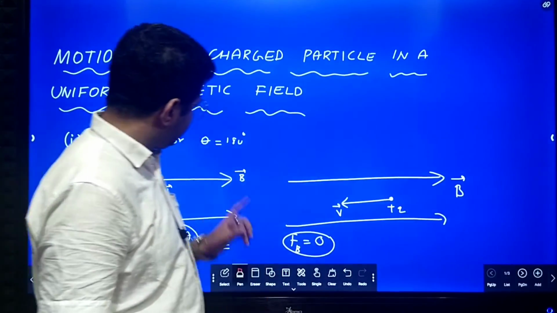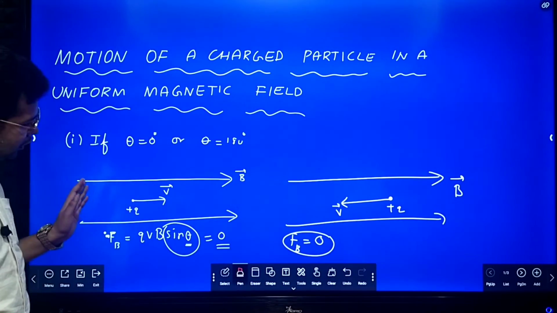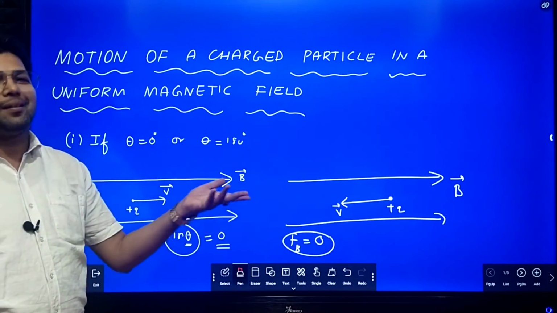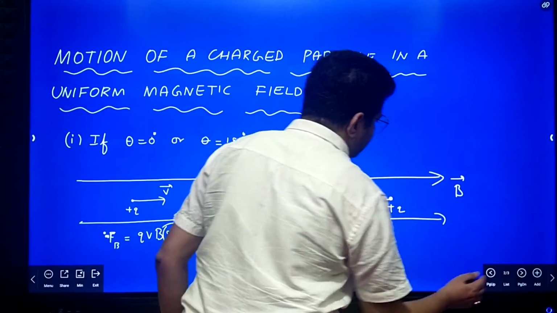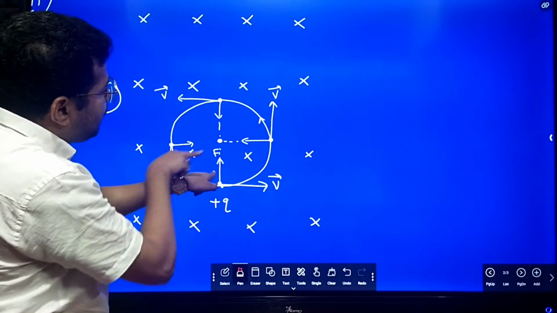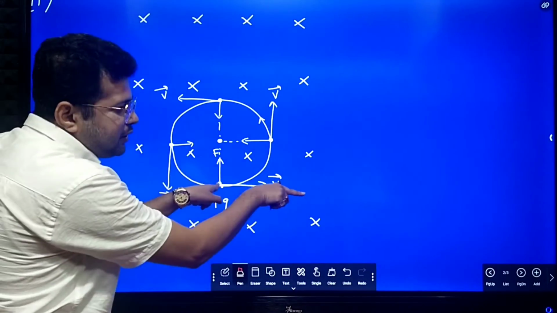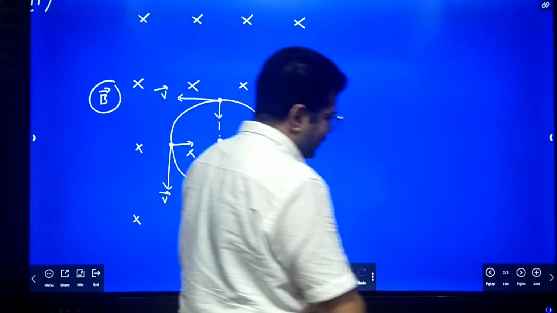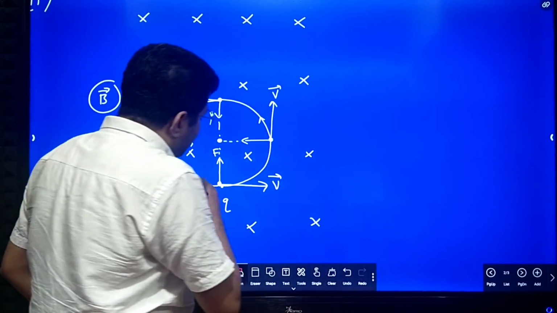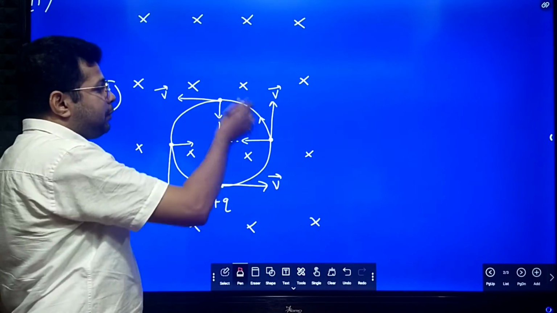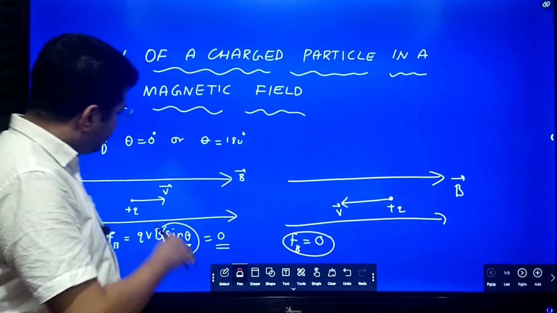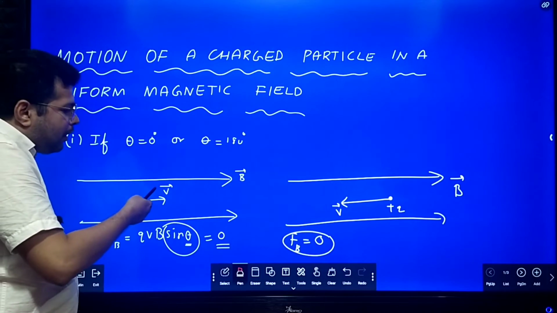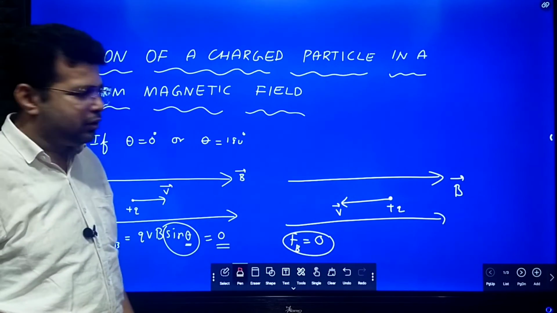Now you look at the first case. If the velocity is going in the direction of magnetic field, it will move along the horizontal. It will move straight. Now if the velocity is perpendicular to the magnetic field, magnetic field is inside, velocity is in this direction, then it will move in a circular path. Then there will be a centripetal force acting. That means the vertical component of velocity will be responsible for circular motion, and the horizontal velocity, if the velocity is in the direction of magnetic field, will be responsible for horizontal motion.